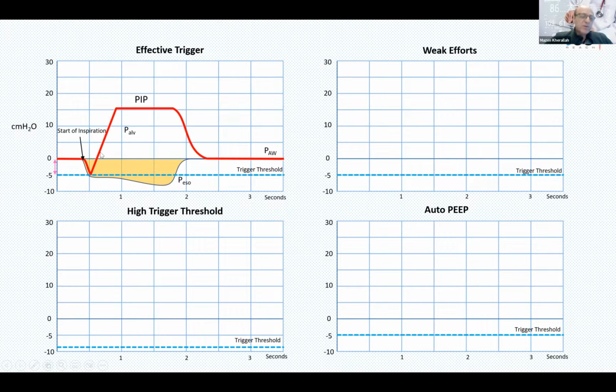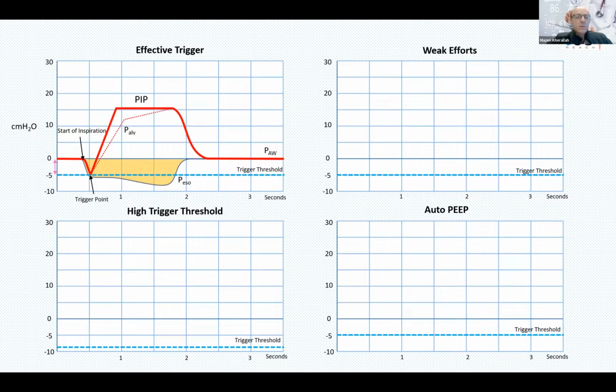The start of inspiration is where the patient starts to drop the intrathoracic or the pleural pressure. And the trigger point is the point where the patient drops the pressure inside the chest to the level that the airway pressure reaches that threshold level. This is the trigger point.